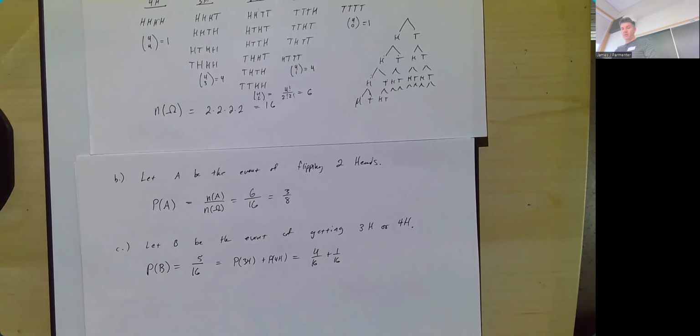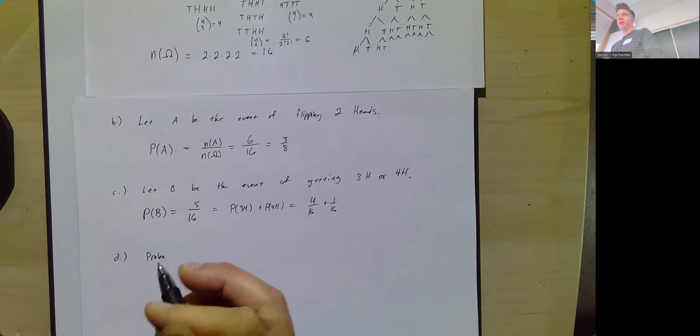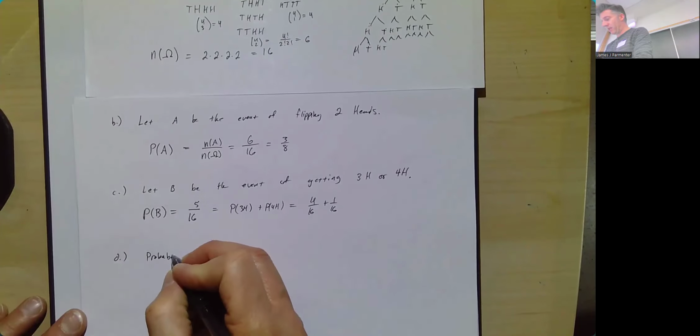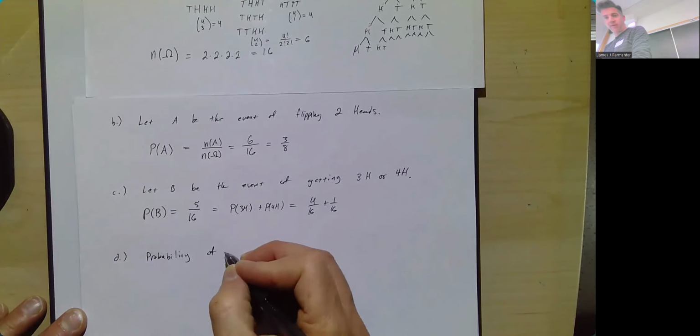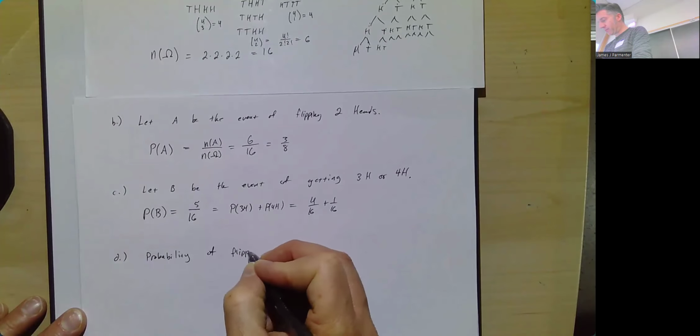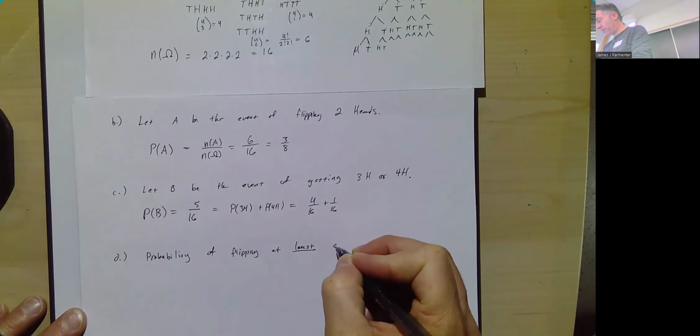Again, I'm trying to emphasize that the probability of something is just the number of ways of that thing occurring divided by the number of ways anything can happen in your sample space. And so one more. Let's just write it the normal way. Normal meaning we don't need to give it a name. What's the probability of flipping at least 1 head?